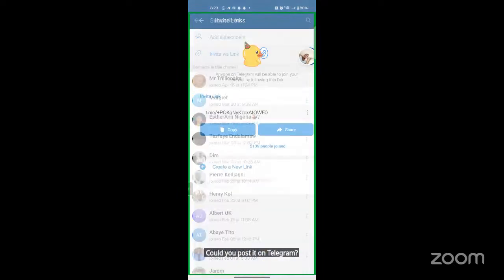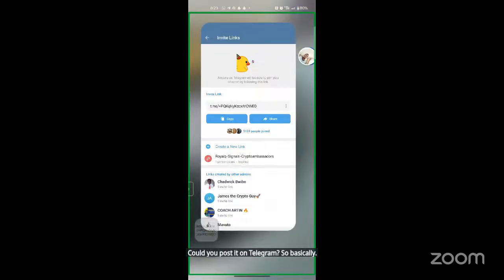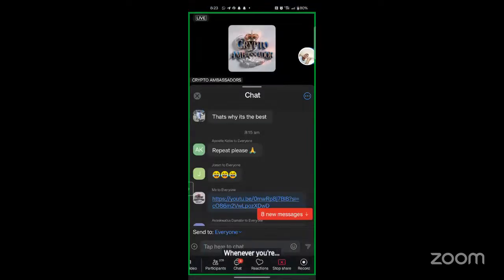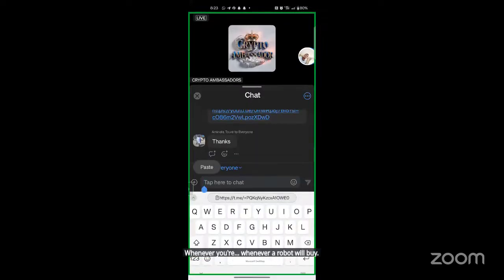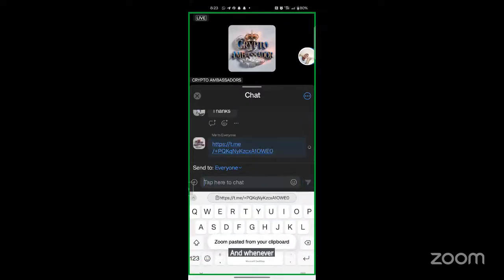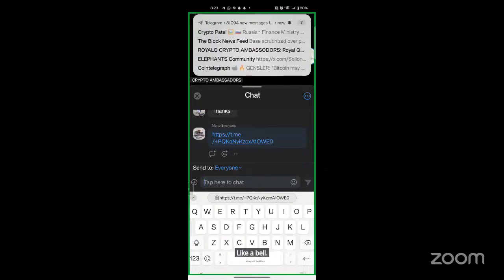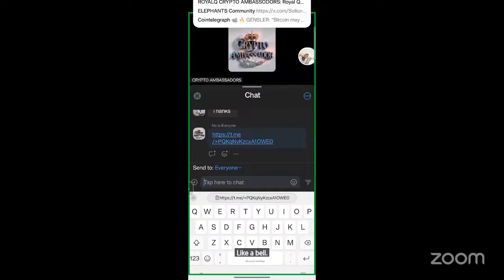So basically, whenever your robot will buy and whenever your robot will sell, you will get a pop-up message like a bell. Does that make sense?